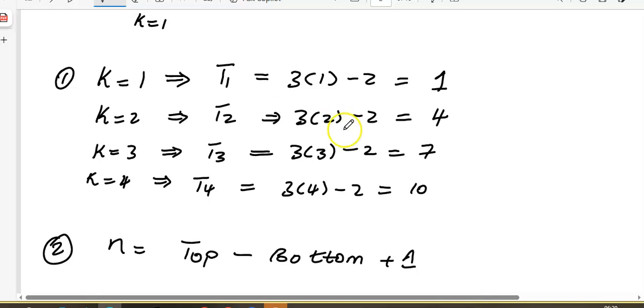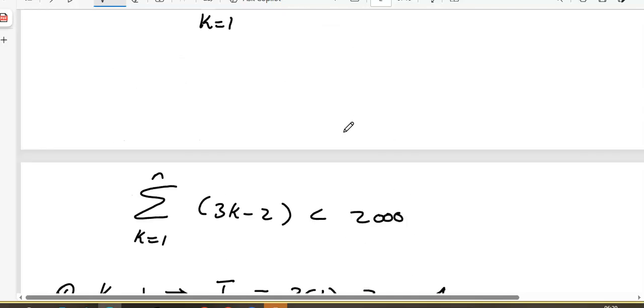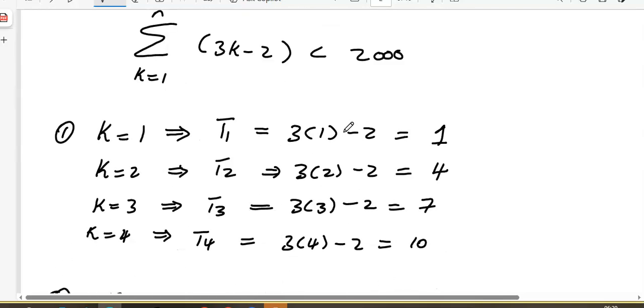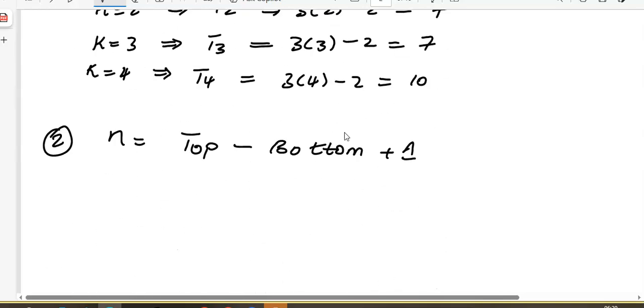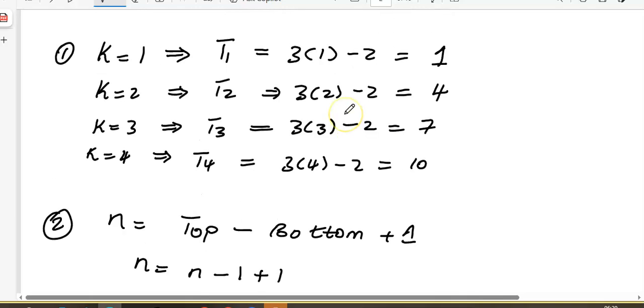So now, we are looking for n. If we can go back, the top is n, the bottom is 1. So it's going to be n is equal to top, which is n, minus the bottom, which is 1. We add 1. So 1 minus 1 is 1. Therefore, n is just n. So now, n is just n. We have to go and check the series.